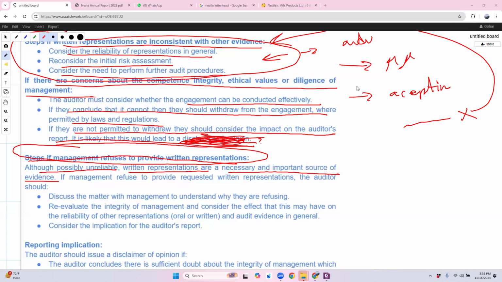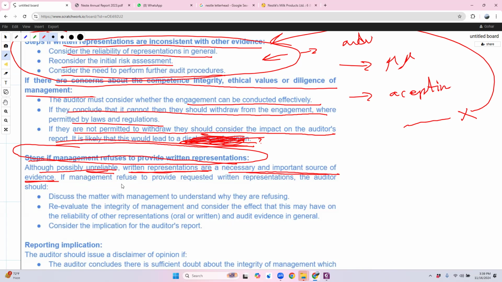So let's start. I just told you that although possibly unreliable, written representations are a necessary and important source of evidence. Why? Because an auditor has to reduce their liability as well. And I've told you again and again that written representations are the final thing that you do. You don't do this ever in the first step. They are unreliable, and to cover up this unreliability, as an auditor we have done so many other procedures. Only after that, we take the final written representations.